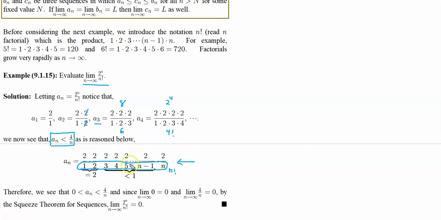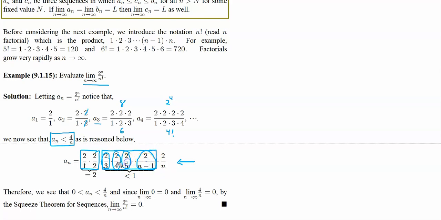Okay? Now if we group them in a strategic way, let's notice we can group them like this. The first 2 terms here, 2 over 1 times 2 over 2, that's just 2, of course. The next grouping of terms going from 2/3, 2 over 4, 2 over 5, they're all being multiplied together all the way out to 2 divided by n minus 1.